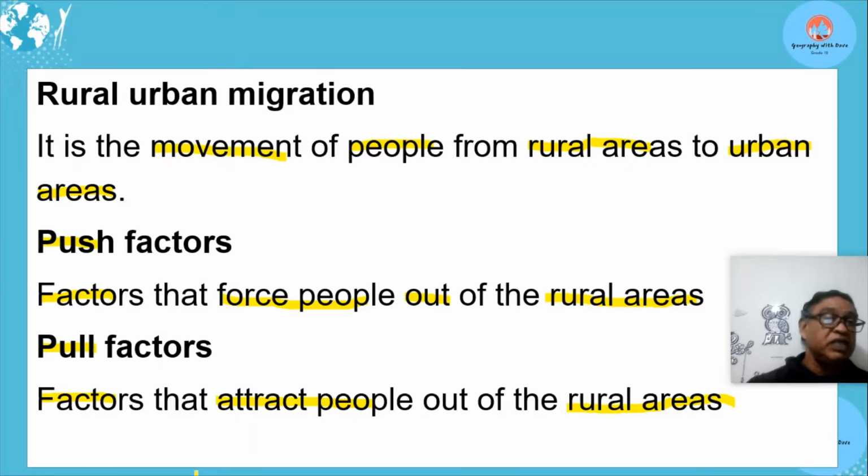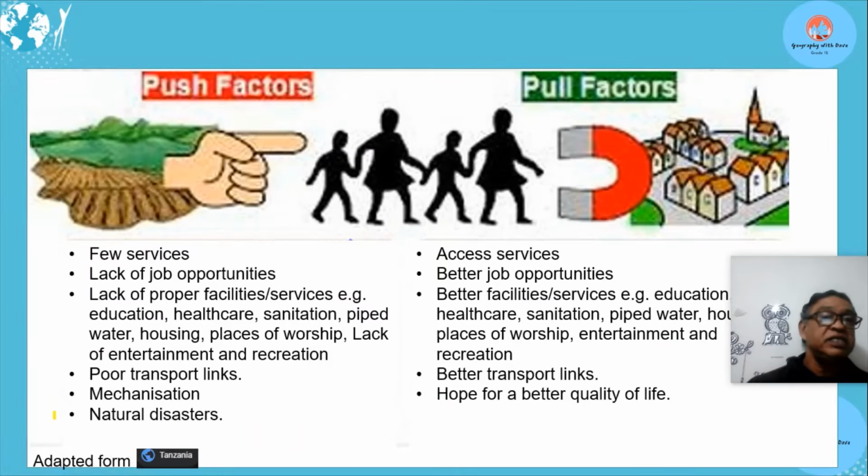We're going to look at these factors also, because in exams, sometimes they may say, explain a push factor or explain a pull factor. You have to be more specific. You can't give general factors. So let's look at the push factor, the thing forcing the people out, and at the same time, see if we can match them with a pull factor, like a magnet attracting them towards the urban area.